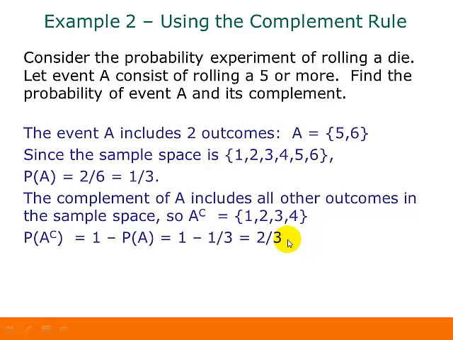Now, another way that we could find this probability would just be to look at the number of elements in A complement and divide by the number of outcomes in the sample space. So we have 4 outcomes in A complement, and we could divide that by the number of outcomes in the sample space, which was 6. That would give us 4/6, which also reduces to 2/3. So we would get the same answer either way.